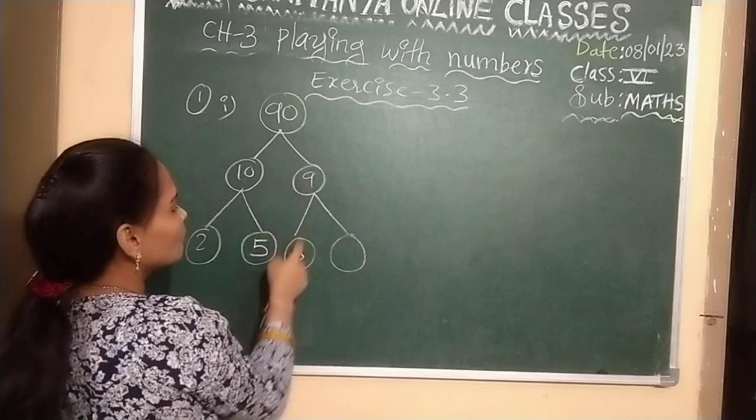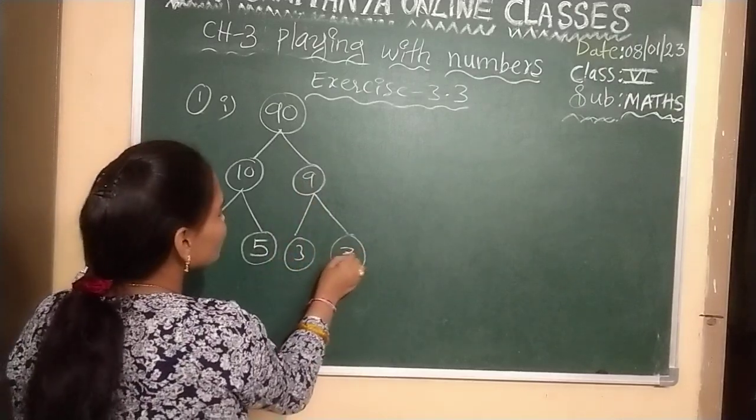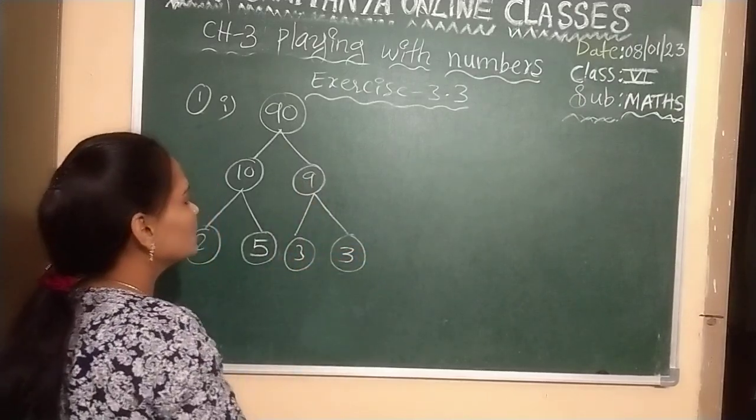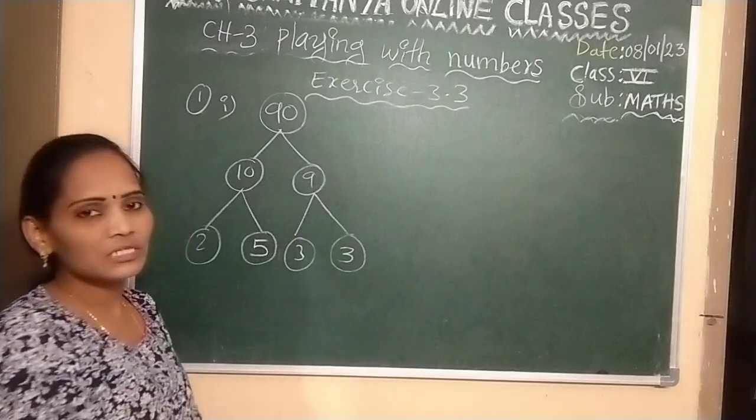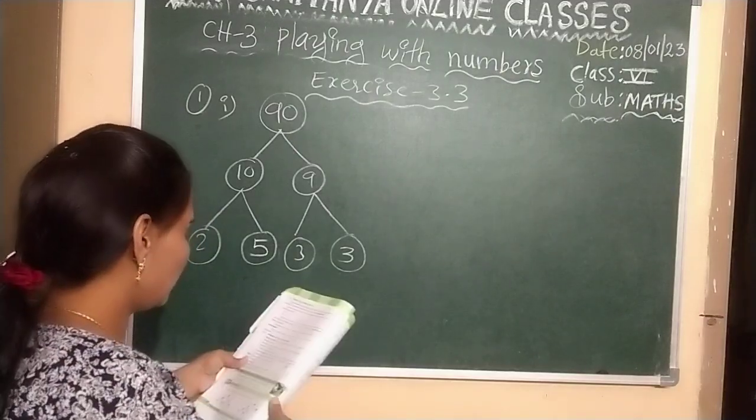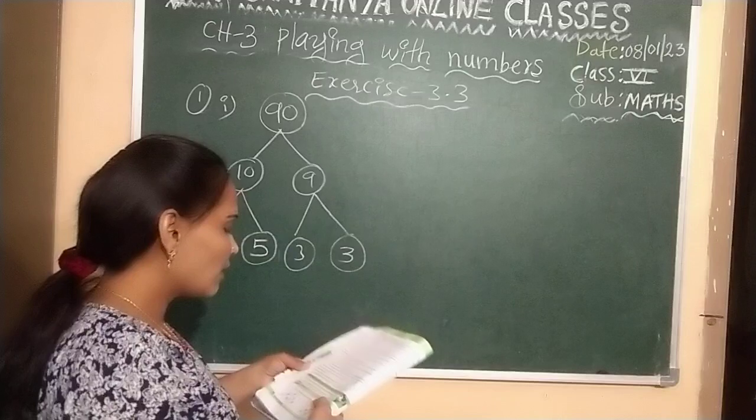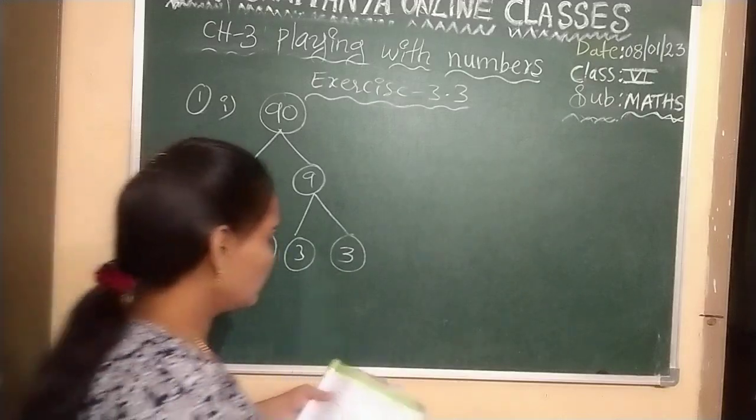Now 9 we can write as 3, 3s are 9. So here the missing number is 3. So what are those missing numbers? 5 and 3. Okay. Likewise, the second one is also there, do it. Next, question 2.